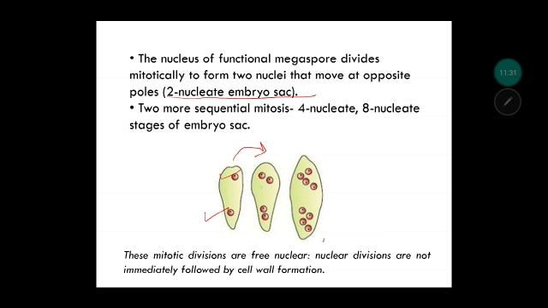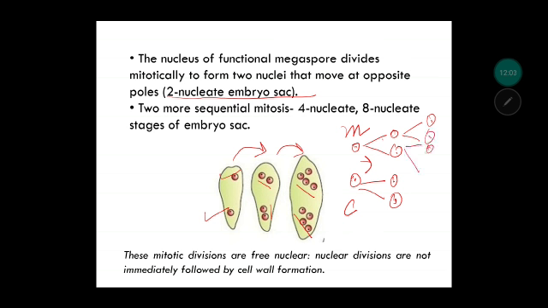After one mitosis this will be the result, and after the second this will be the result. Clear? See what is happening in the first stage, the two nucleate stage. Two cells are formed and they go to the opposite ends, because there is one micropylar end and one chalazal end. In the next stage mitosis happens again and forms two cells each. Again mitosis will happen, so what will be the end result? How many cells? 8. Very good. So it will be an 8 nucleate stage of the embryo sac.